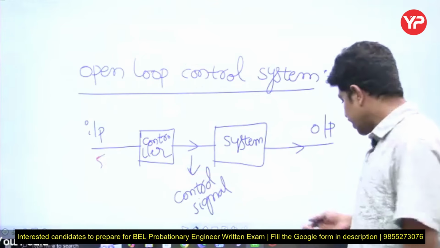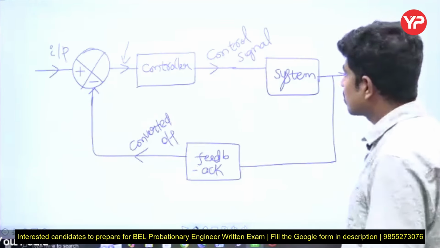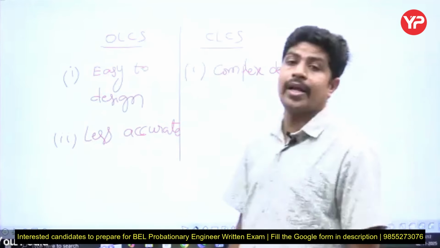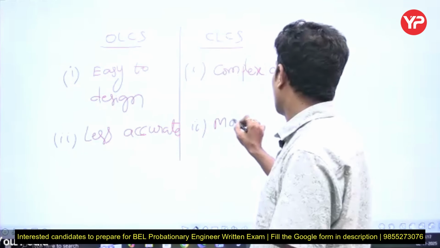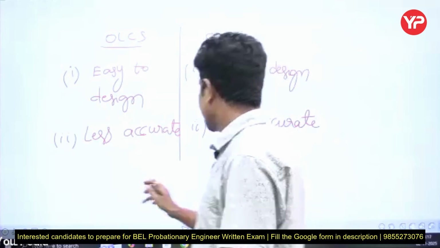We don't know, but here accuracy is compromised. So these bits may be asked as questions. Which of the following is more accurate? Closed loop control system. This is more accurate. More accurate, right? This is more accurate.